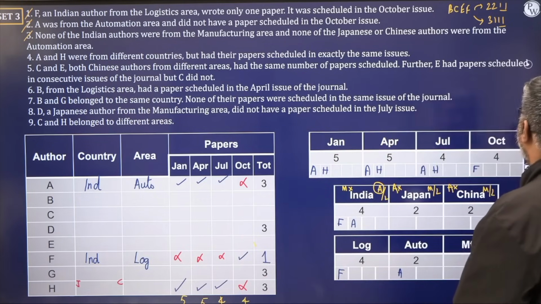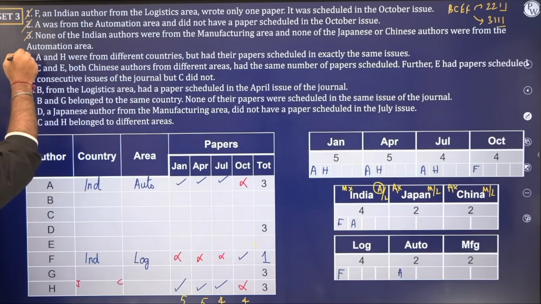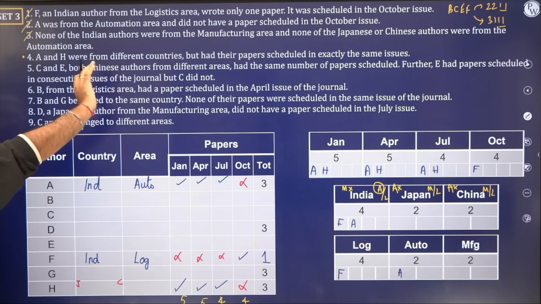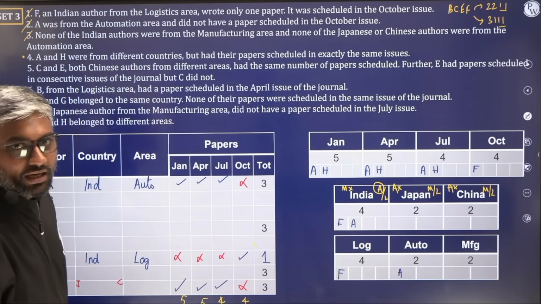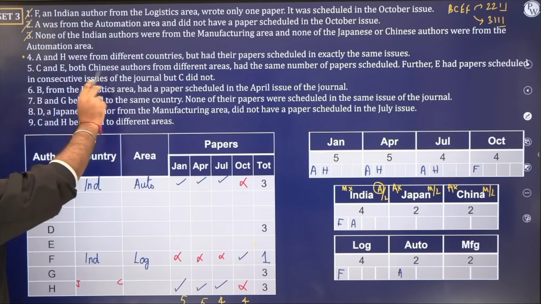Okay. So clue 4 I'm going to put on hold because we almost understood this, but we might want to revisit this again, है ना? ये help करेगा to find out the area in which H belongs to. Yes. 5th point देखते हैं. C and D are both Chinese. Beautiful.